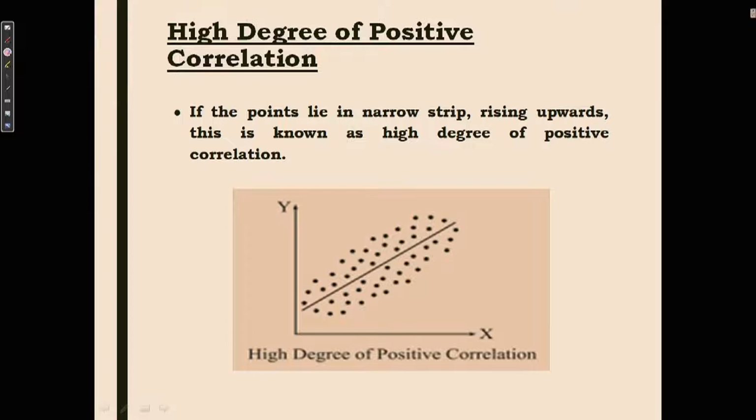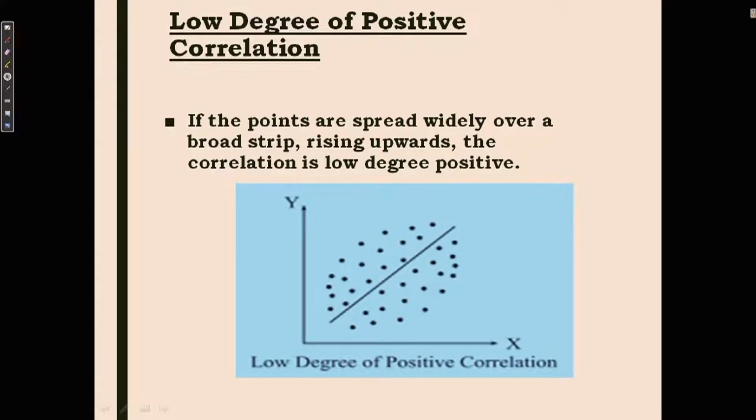Next to this, low degree of positive correlation. You see, the scattering is bigger.